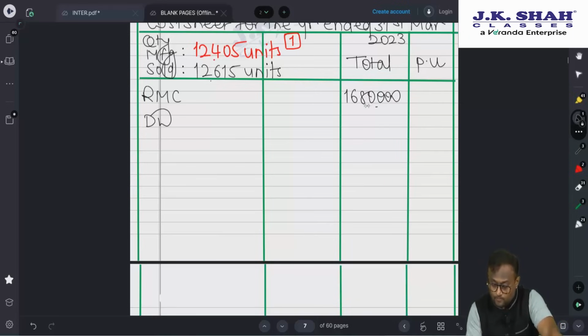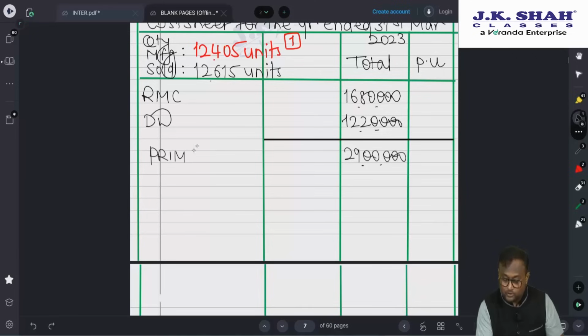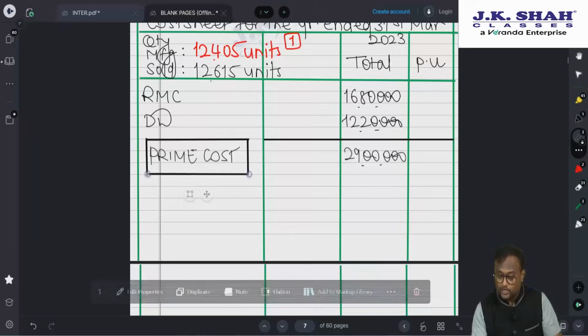16,80,000, and I think labor was 12,20,000. There is no direct expense to be recorded after this. 29 lakhs is the prime cost. If they have asked you to prepare a statement of profit as per cost records, please prepare the cost sheet itself. There is no need to go for any other statement.